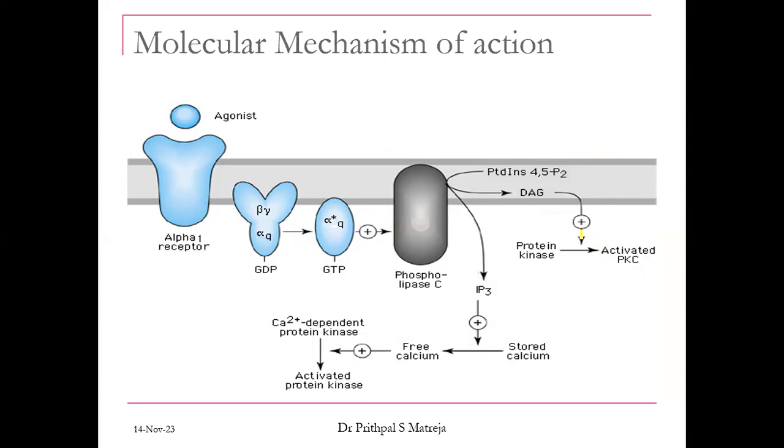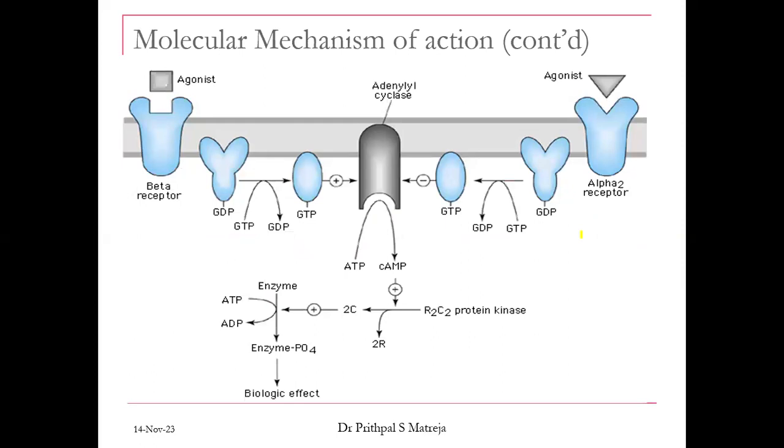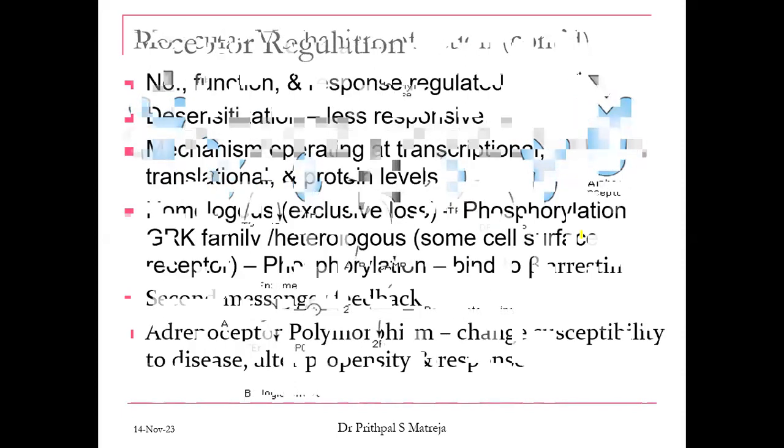Now, the alpha 1 receptors act via the Gq subset of G protein coupled receptors, whereas the beta 1 and beta 2 receptors act via the Gs subtype of receptor, and the alpha 2 receptors act by the Gi subunit of G protein coupled receptor.